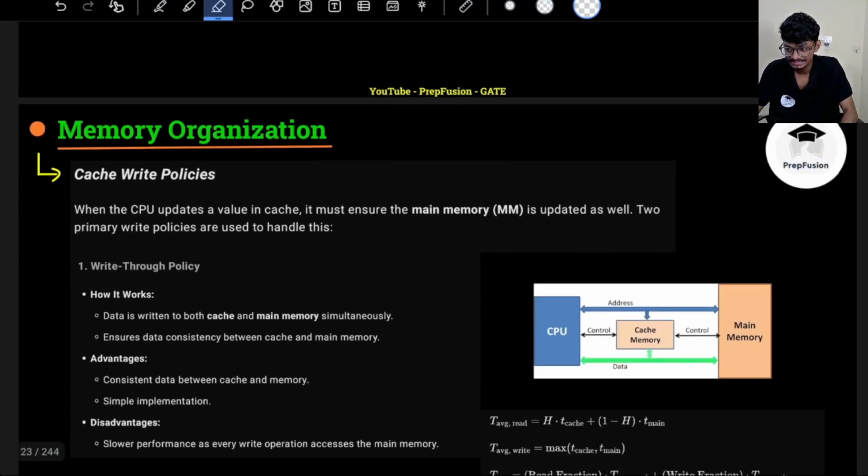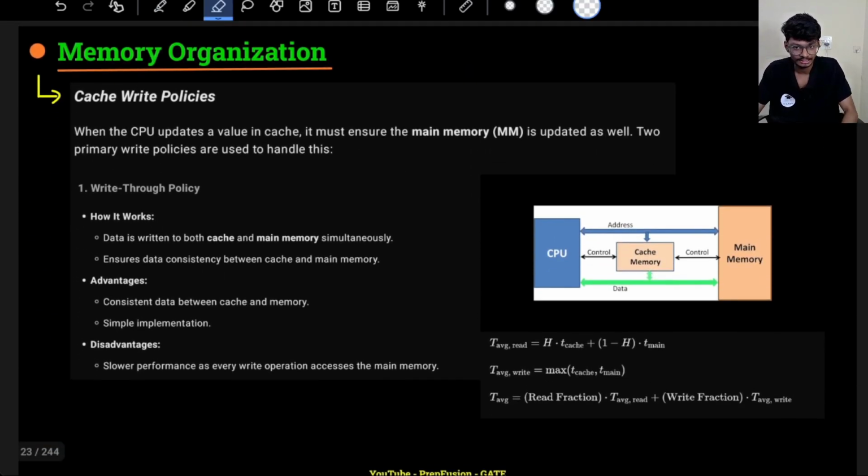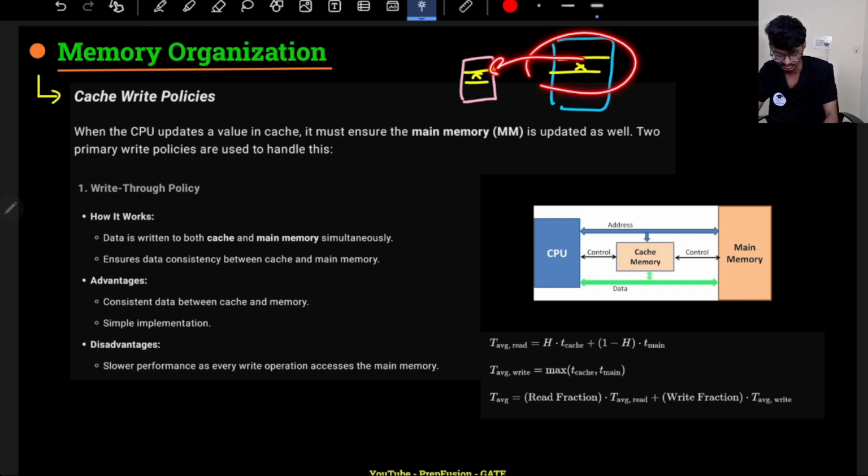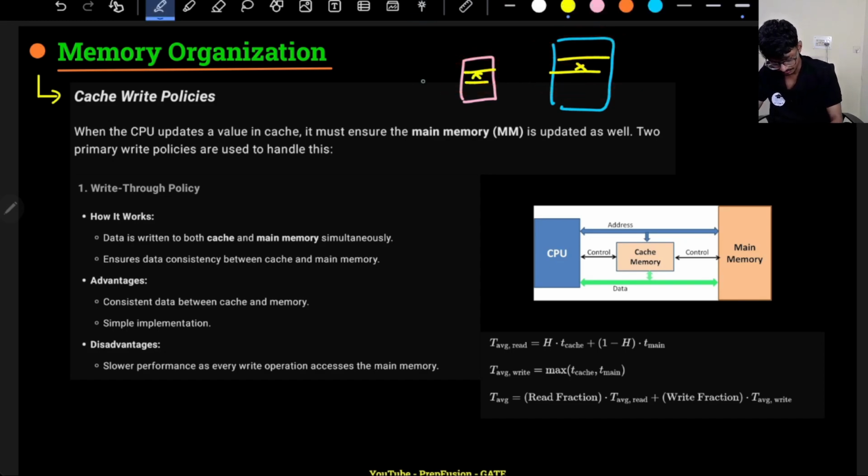Now let's understand a bit about cache write policies. What do you mean by cache write policies? Let's say I have my cache memory and I have my main memory. Whatever value x is stored here, the same value will be in the main memory, right? Say from the main memory only we got this value in the cache memory, correct? So my CPU is here.